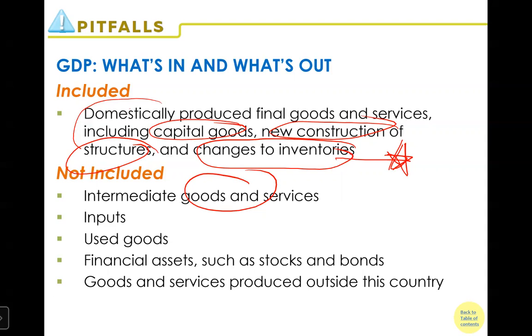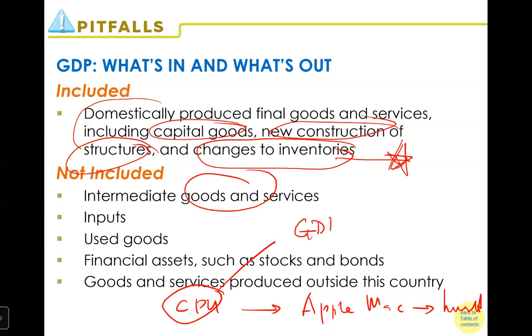So if we include the CPU's value in the GDP, we're going to have double counting, right? Let me write it down. Say for example, there's a CPU that goes to Apple, the Mac, and the Mac goes to the households. If you include this as part of GDP, then you're going to have double counting.